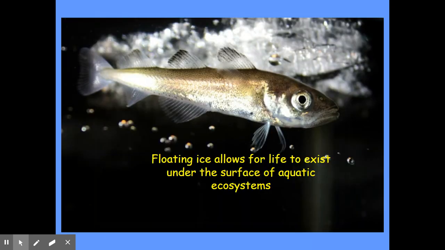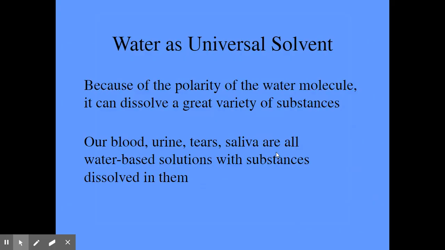And why do we care? Well, this fish that lives in the Arctic Ocean cares because it can live under the ice. And that allows for life to continue. If the water froze as a solid, and if the solid was denser than the liquid, then the ice would form at the bottom of the ocean, eventually filling up the ocean with ice, and there would be no opportunity for life.